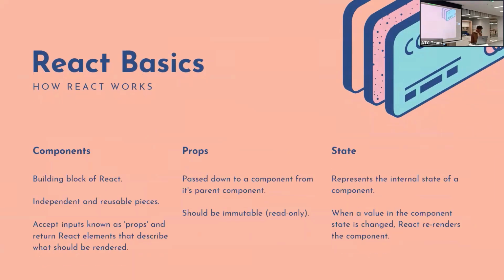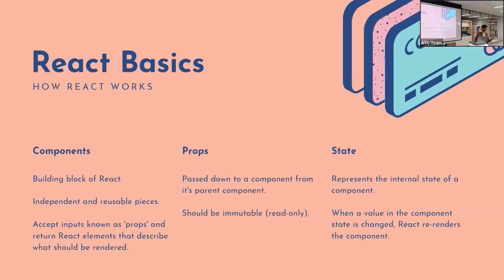So components are the building blocks in React. They are independent and reusable bits of code. They serve the same purpose as JavaScript functions, but work in isolation and return HTML. Components accept inputs known as props and return React components that describe what should be rendered. Components come in two types, class components and functional components. Props are arguments passed to React components. They are passed to the components via HTML attributes from a parent component. They should be immutable, meaning read-only and uneditable.